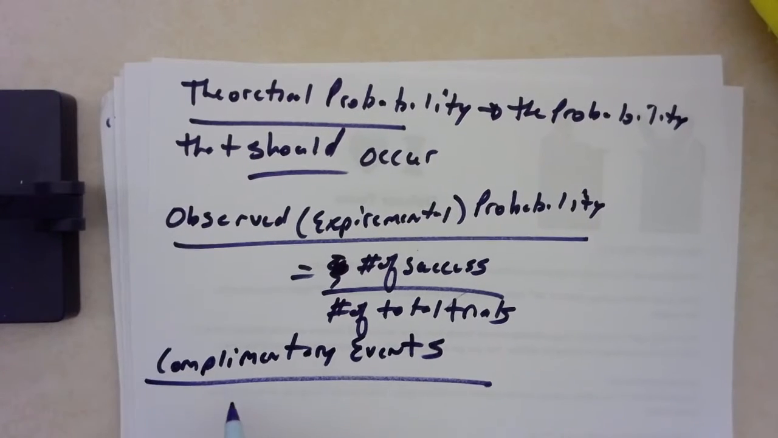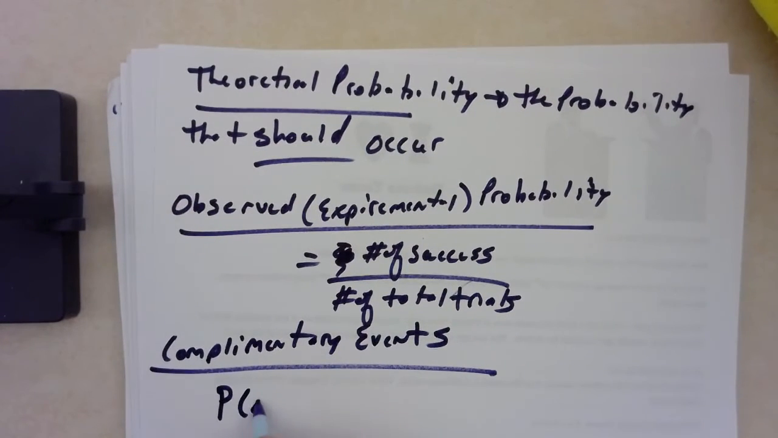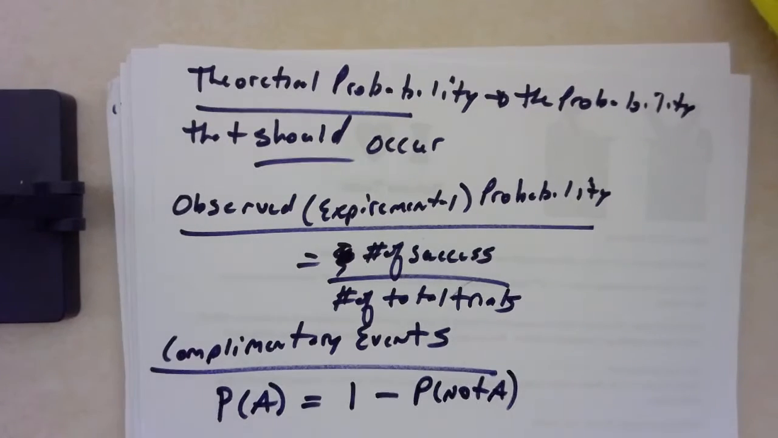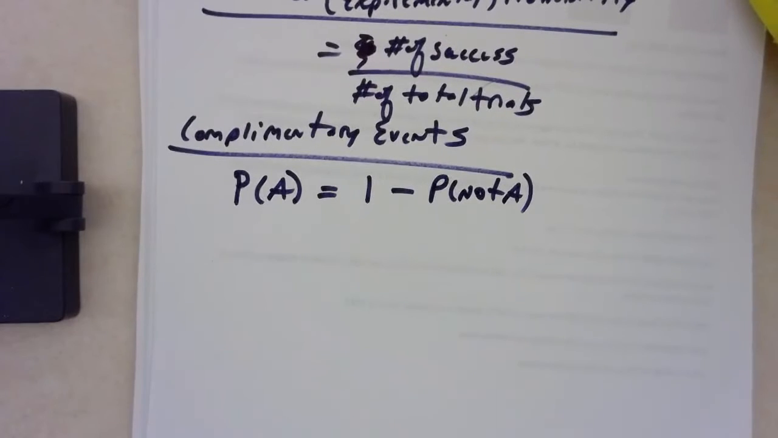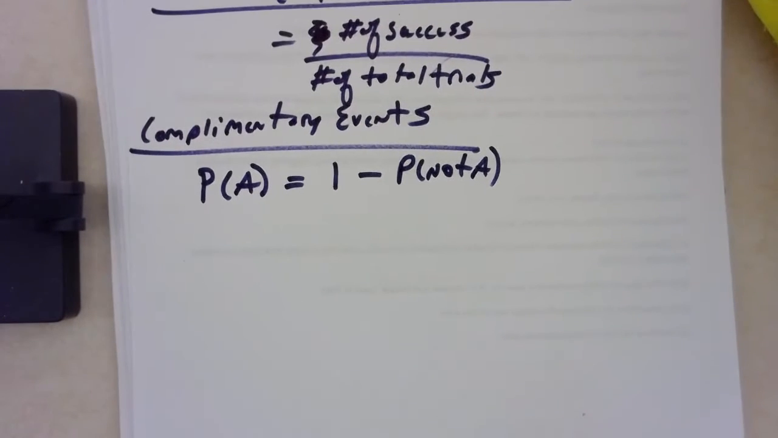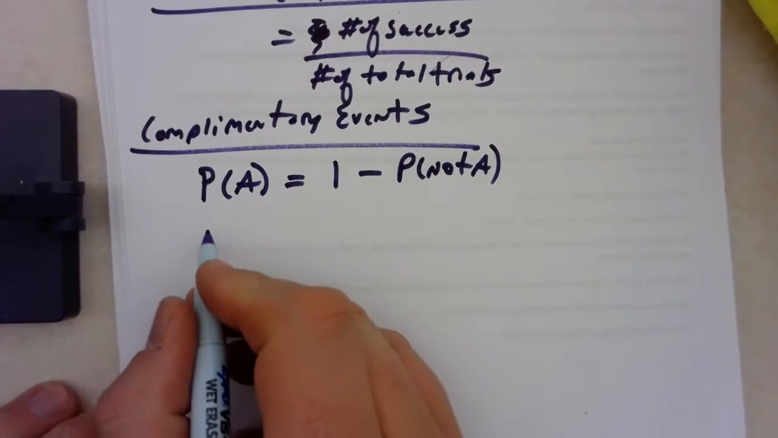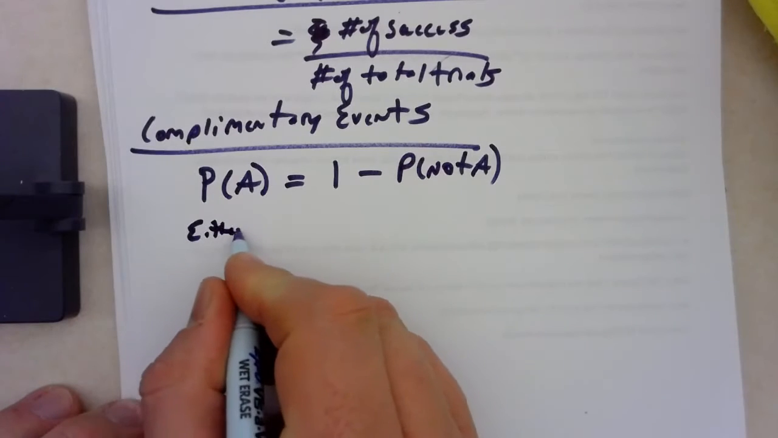Complementary events are defined by the probability of event A is equal to 1 minus the probability of not event A. The probability of event A is equal to 1 minus the probability of not event A. These are either-or situations.